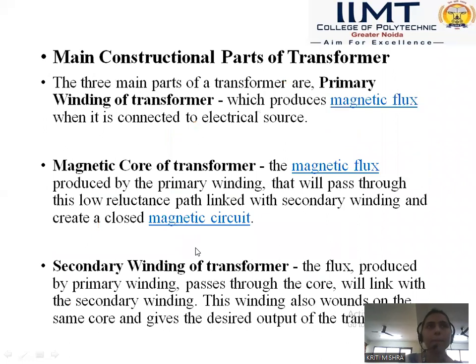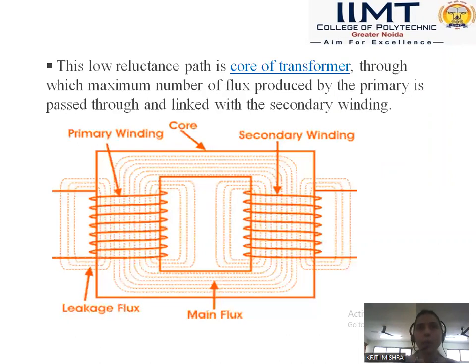Okay. Next, the main constructional parts of the transformer. The three main parts of the transformer are, as we already discussed, the primary winding, which produces magnetic flux when it is connected to an electrical source. The next one is the magnetic core of the transformer. The magnetic flux produced by the primary winding passes through this low reluctance path and links with the secondary winding, creating a closed magnetic circuit. We can see here.